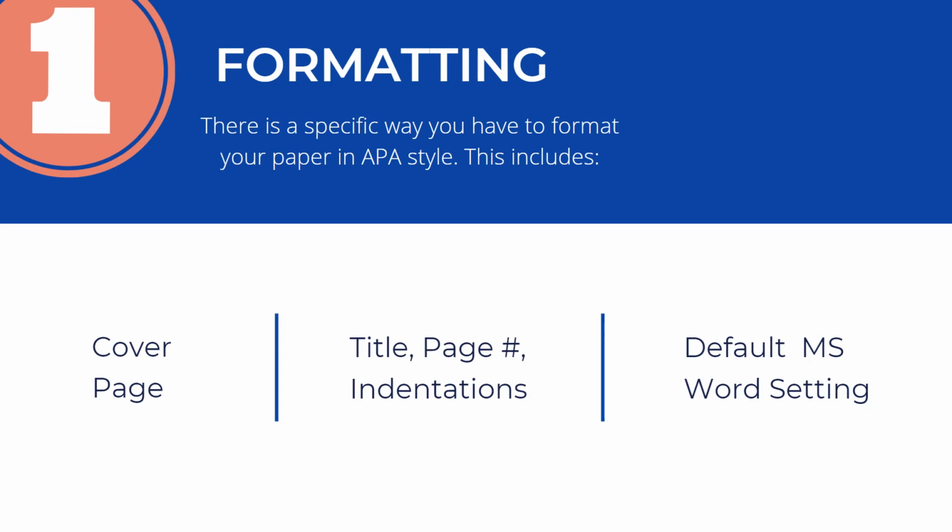The first element is formatting, and you need to do that in a particular way. I've broken down the formatting into three different categories. There's the cover page, and then on your first page there's the title. In all of your pages there will be a page number and indentations for your first paragraph. Then everything else having to do with formatting is the default settings in Microsoft Word.